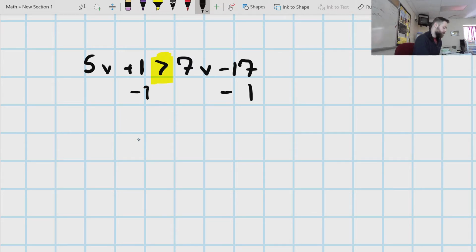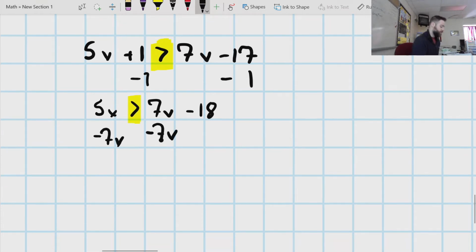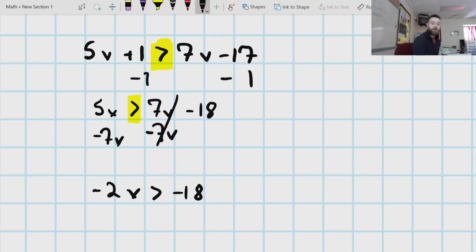So I've got 5v is greater than 7v minus 18. And so now I want to group the 7v and the 5v, but they're on opposite sides of that inequality. So what I'm going to do is subtract 7v from that side and subtract 7v from the other side. So 7v on the right-hand side will cancel. On the left-hand side, 5v minus 7v would be negative 2v. So I'm left with negative 2v is greater than negative 18.